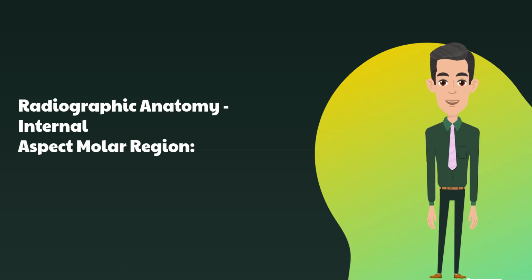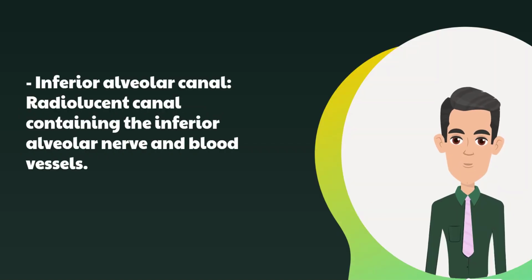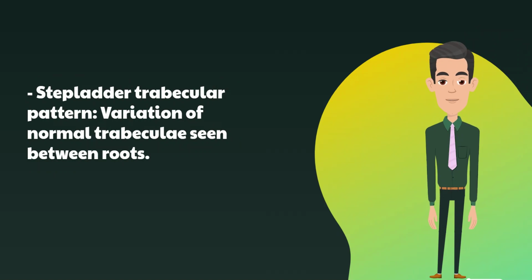Radiographic anatomy, internal aspect, molar region. Inferior alveolar canal, radiolucent canal containing the inferior alveolar nerve and blood vessels. Stepladder trabecular pattern, variation of normal trabeculae seen between roots.